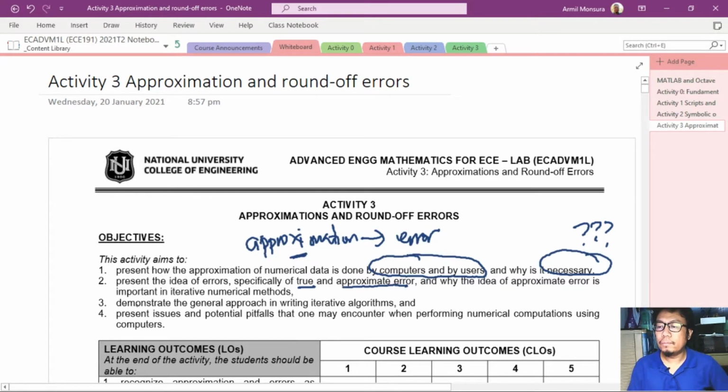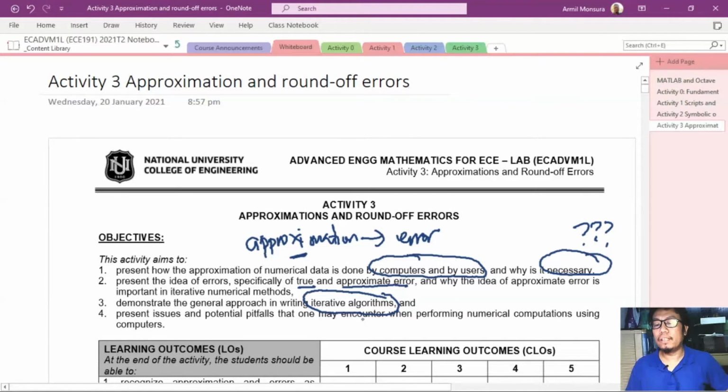This activity would also like to present the general approach in writing iterative algorithms. These iterative algorithms are something that would be very common in future topics, in future numerical methods that we will study. There are many numerical methods that employ iterative methods. So at this point, you really need to see how an iterative algorithm is written out in its most basic sense.